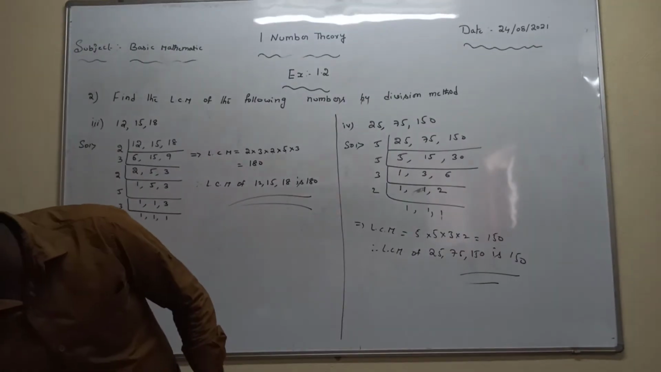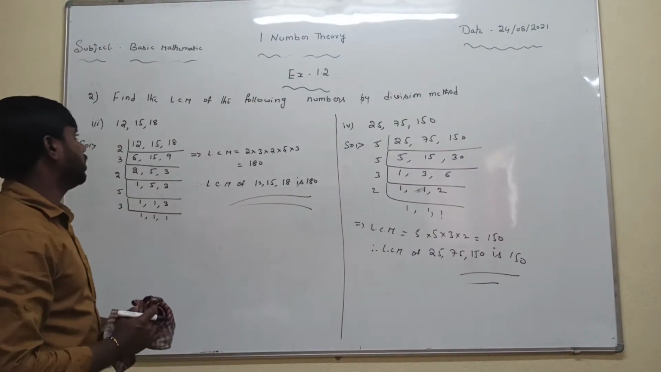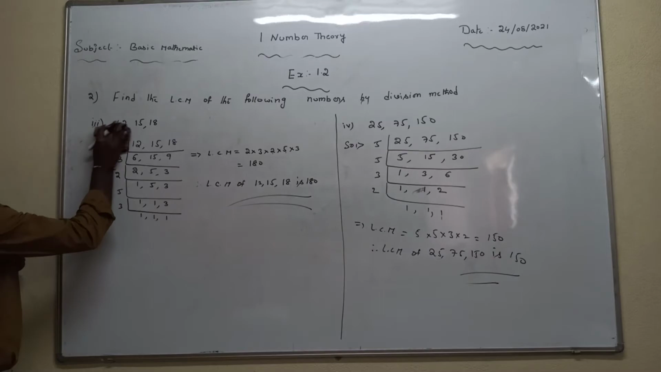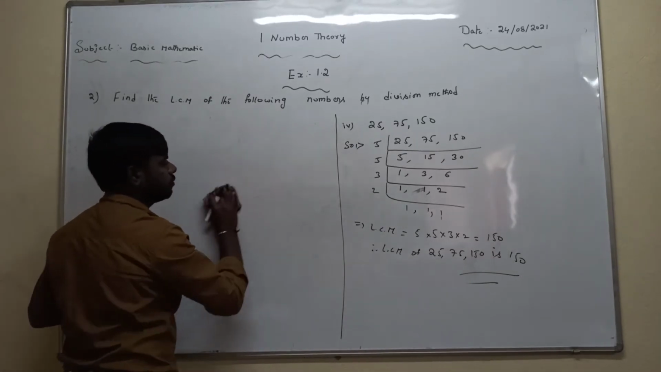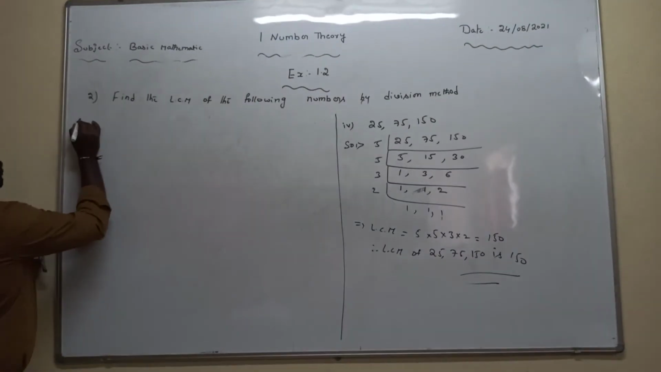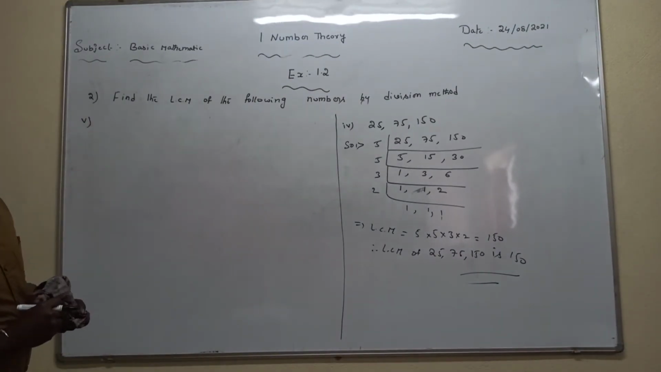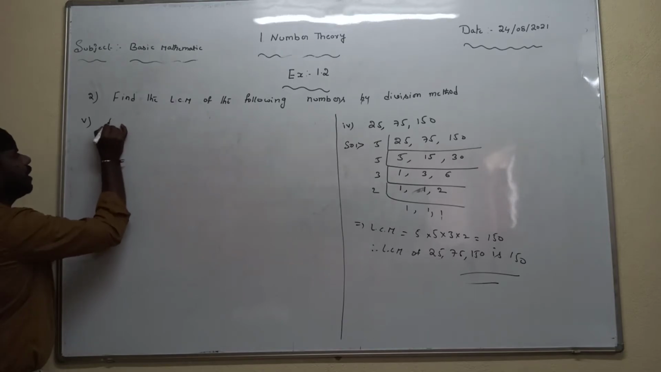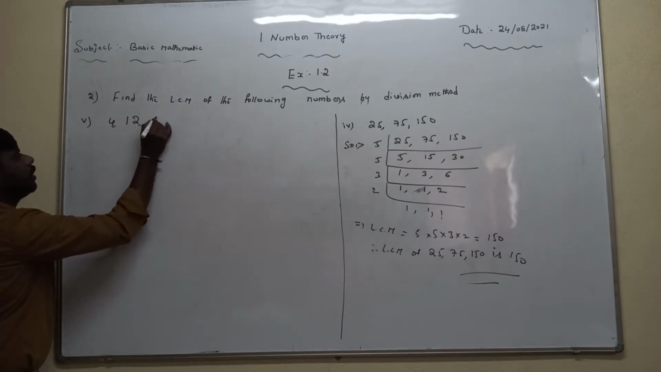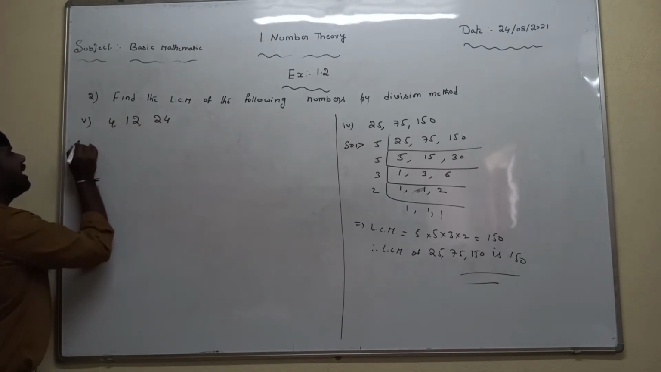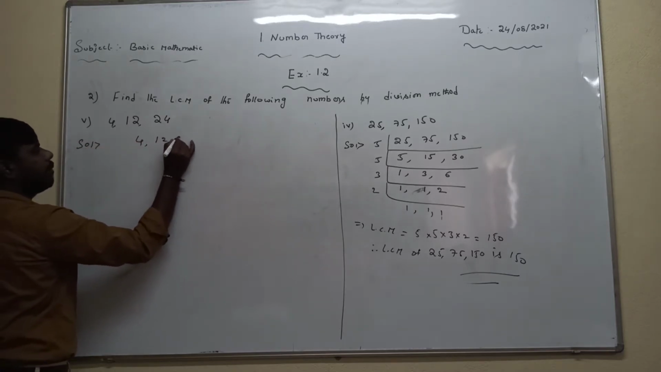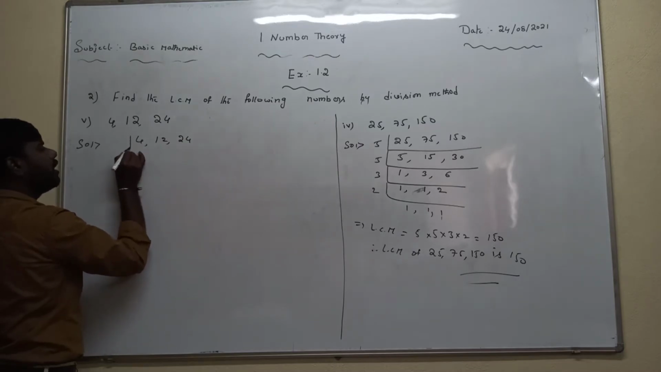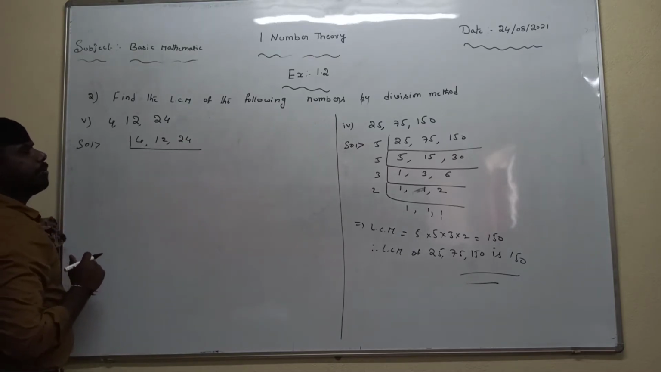See the last question, question number 5. See the Roman number 5 question. The given numbers are 4, 12, 24. Now divide all the numbers by a common prime number.